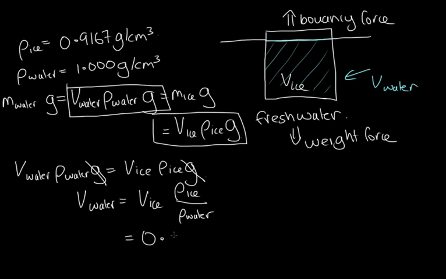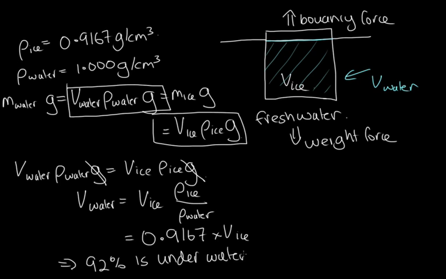So this is 0.9167 times the volume of the ice block is the percentage that is underwater. So this tells us, to get it into a percentage, we times it by 100. So 0.9167 times 100 tells us that approximately 92% is underwater. Now with salt water, it's going to be a slightly lower percentage underwater because salt water is more dense than fresh water.